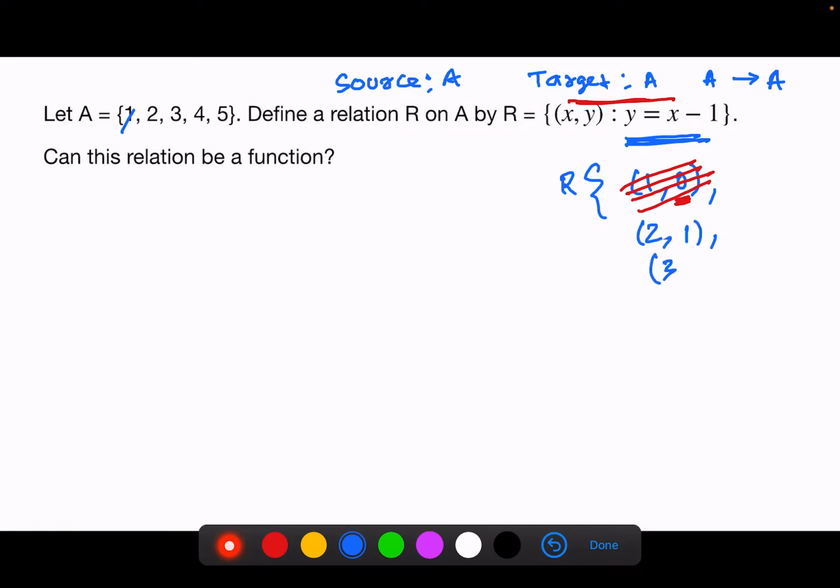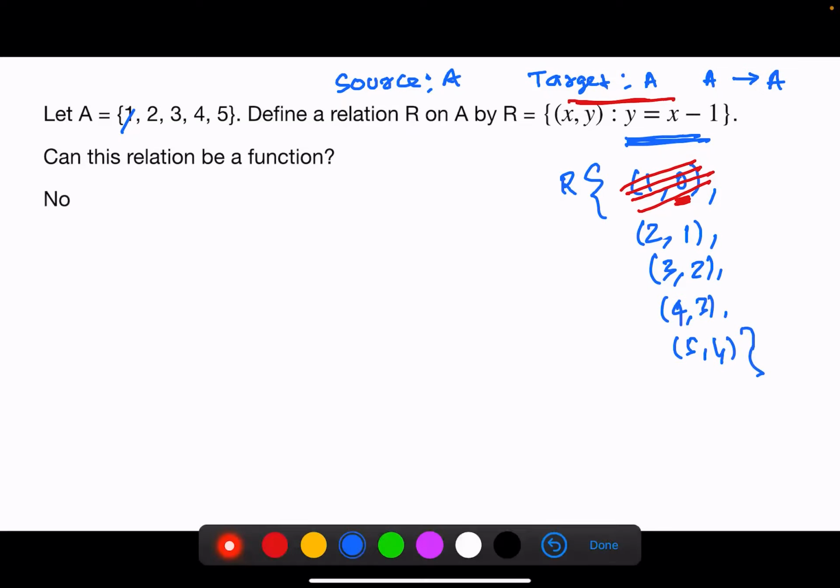And then I move to 3. 3 minus 1 is 2. 4, 3. And 5, 4. I have a relation. So there is no problem with the relation. But the problem is, can this relation be a function?